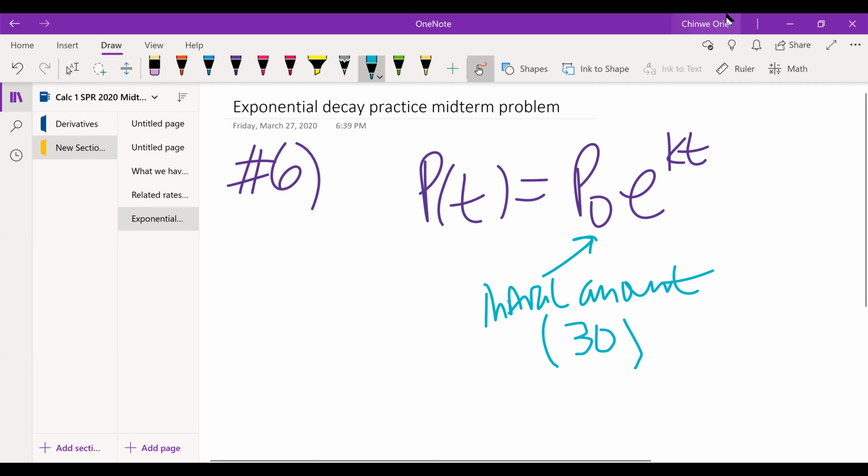Negative K means decay, and positive K means growth. So are we decaying or are we growing? We're decaying. It's half-life, right? So based on that, I would figure that the answer is B. But obviously, you want to always check your work. Let's do that.